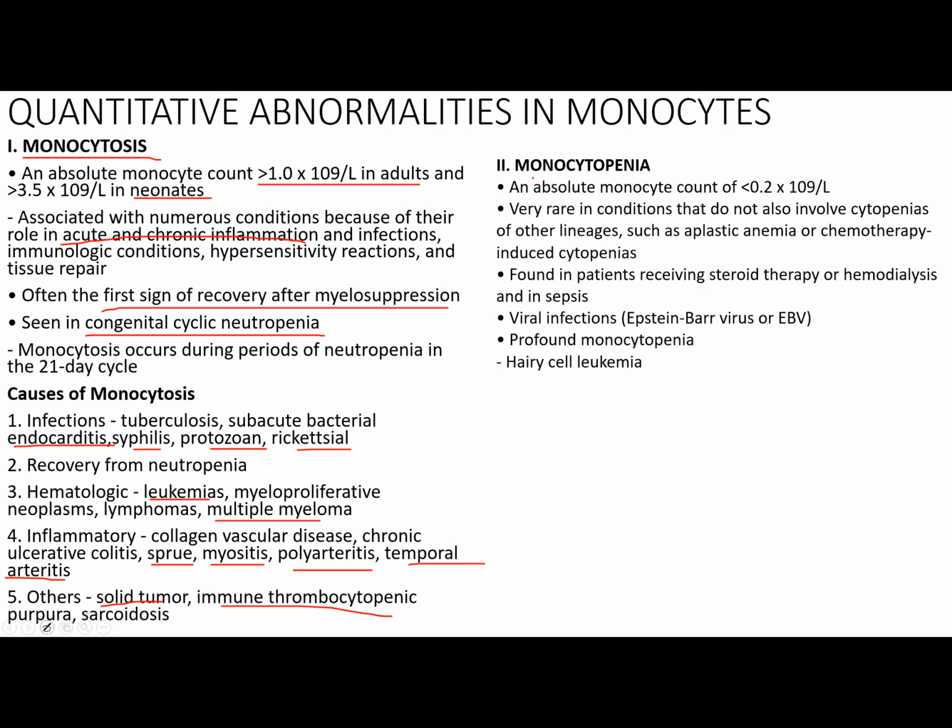Then we have your monocytopenia. This is an absolute monocyte count of less than 0.2 times 10 raised to the 9 per liter. Very rare in conditions that do not also involve cytopenias of other lineages, such as aplastic anemia or chemotherapy-induced cytopenia. This is found in patients receiving steroid therapy or hemodialysis and even in sepsis. It also occurs in viral infections involving Epstein-Barr virus. Profound monocytopenia is found in hairy cell leukemia.